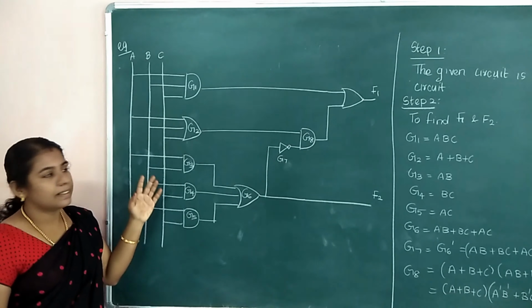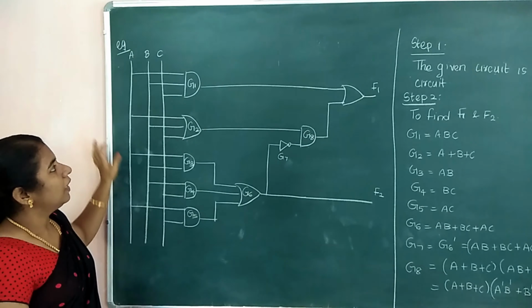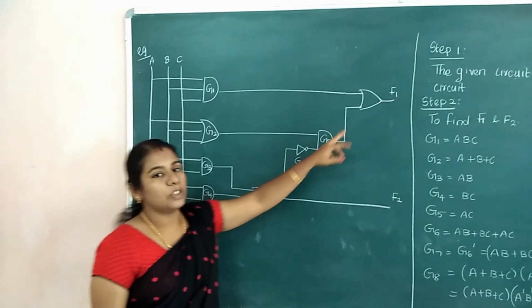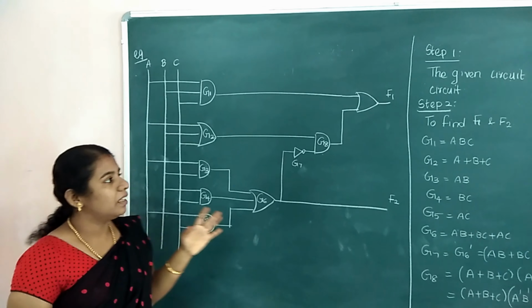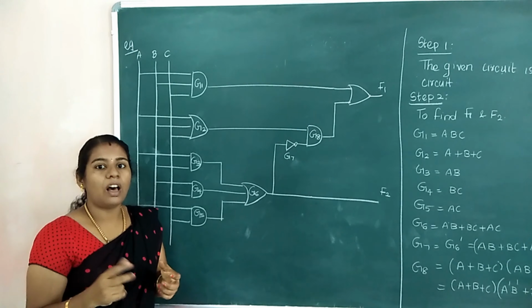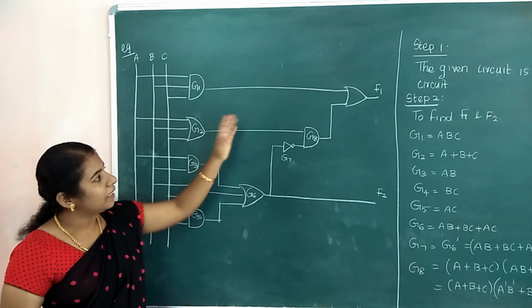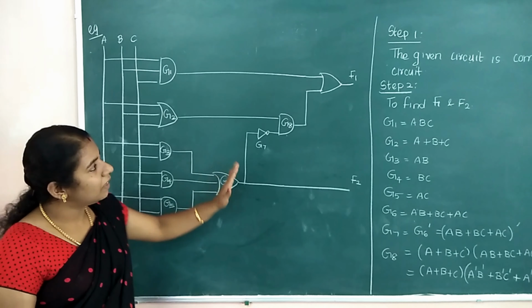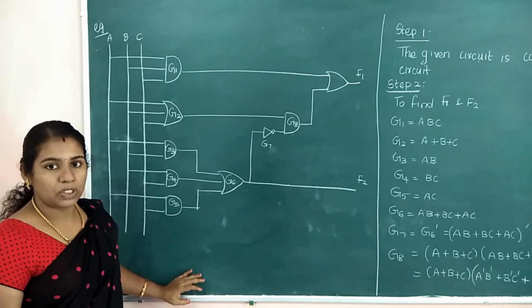Next, we shall see an example for a combination circuit. Here is an example. It contains 3 input variables A, B, C and 2 outputs F1 and F2. The first step is to check whether the given circuit is combination or a sequential one. Is there any feedback here? Here there is no feedback. So the given circuit is said to be a combinational one.